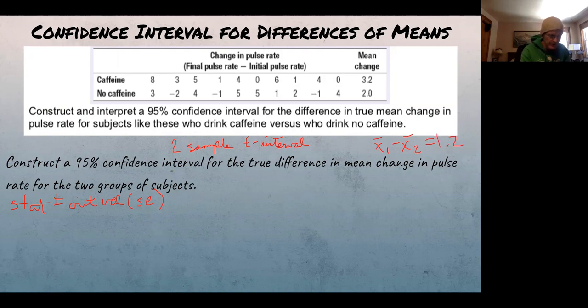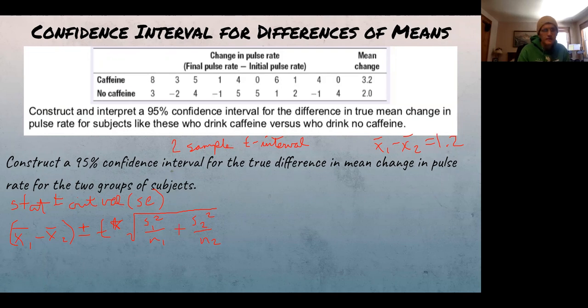If I start plugging in what I know it needs to be, it's going to be x bar sub 1 minus x bar sub 2 plus or minus. The critical value is going to be a t star. And the standard error is going to be s sub 1 squared over n sub 1, the variance of the first one, plus s sub 2 squared over n sub 2. So the variance of the first plus the variance of the second, and then the square root of that sum.